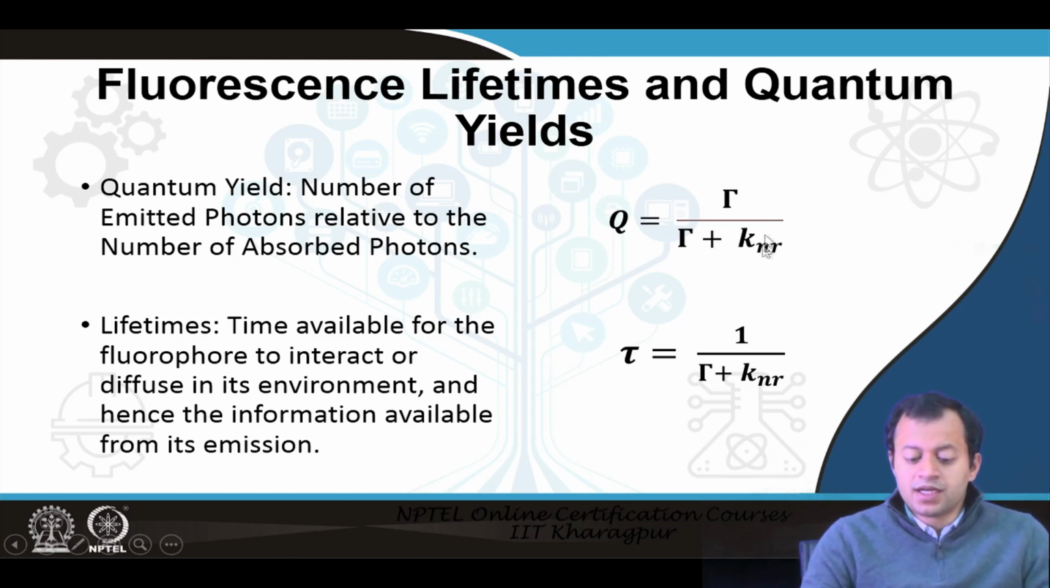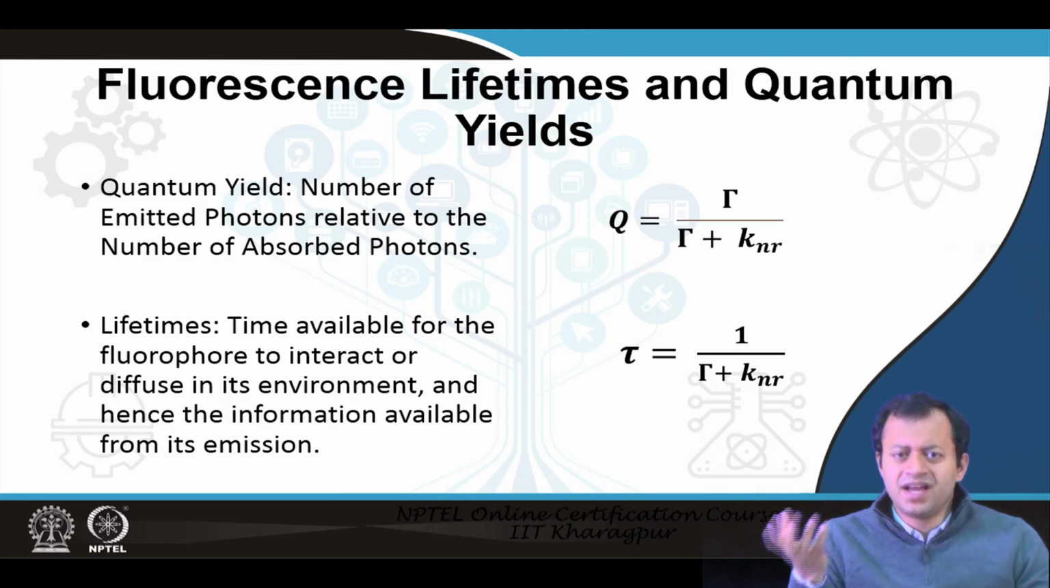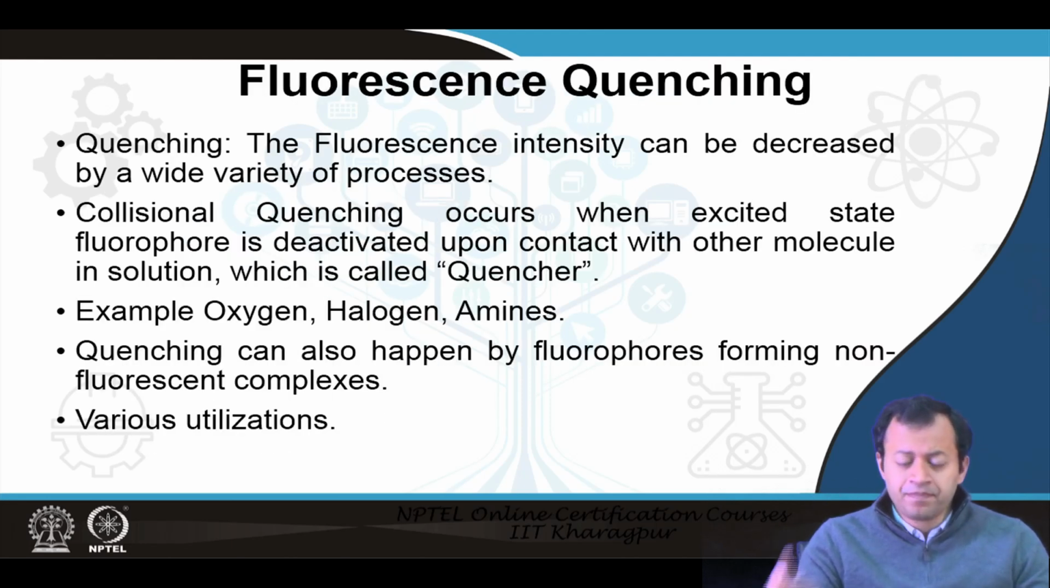There is always a term which is the non-radiative emission, and that reduces the overall quantum yield. There is also lifetime, the time available for the fluorophore to interact, how much time the emitted photon will be available, and that is given by this particular formula. These are some of the factors that you need to know. These are very self-intuitive. Just reading them, you will be able to understand.